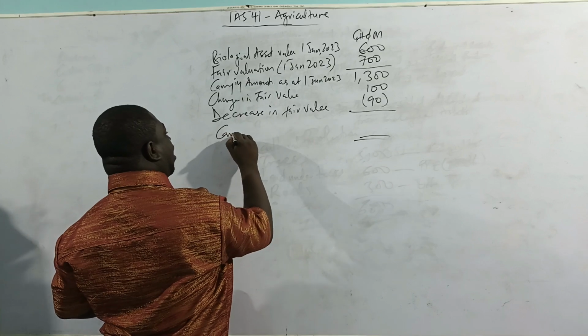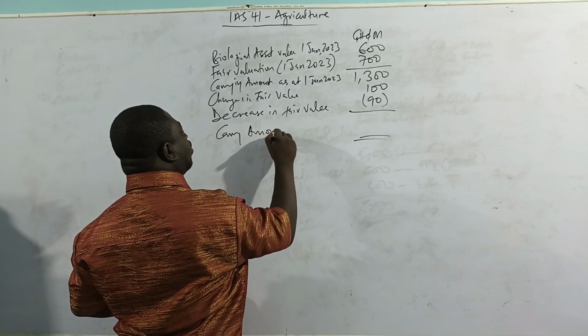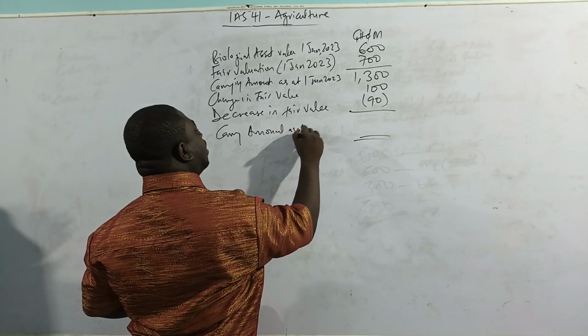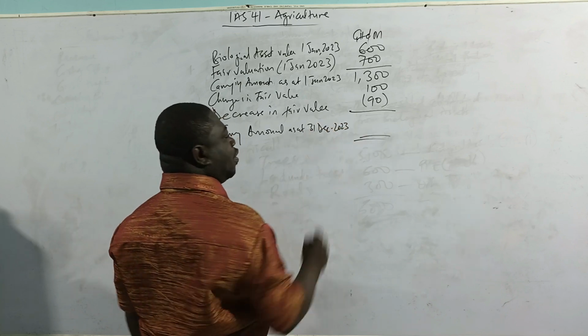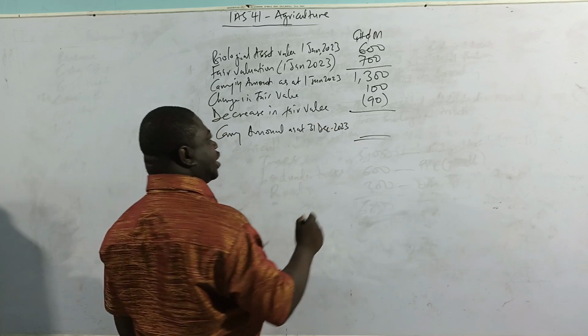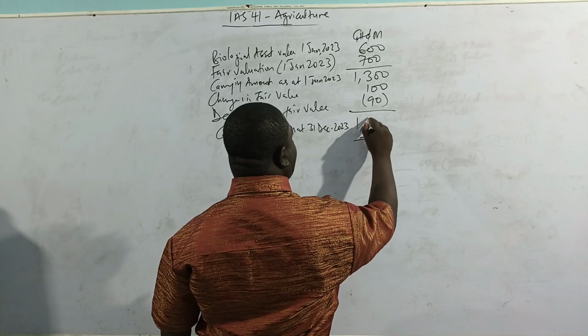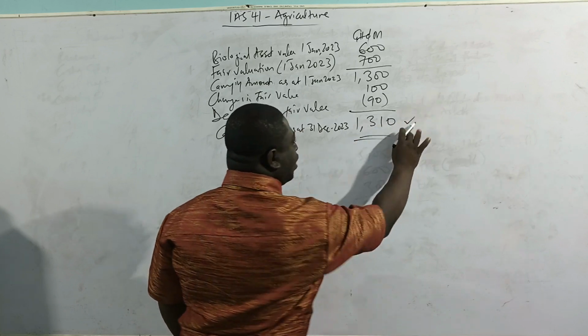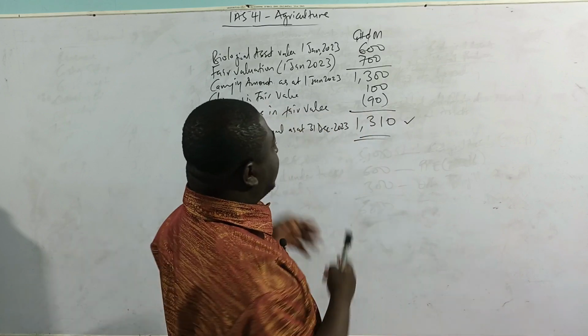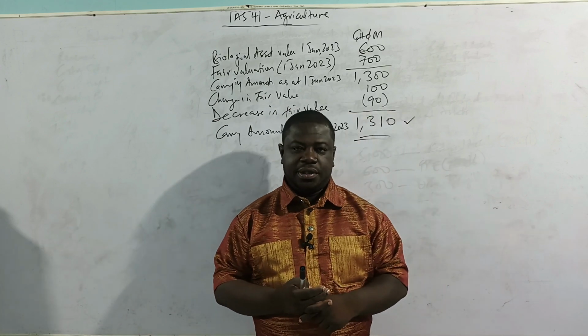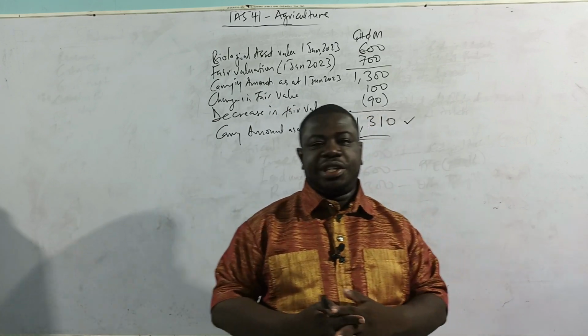So therefore, the carrying amount or carrying value as at 31st December 2023, that should be incorporated in the financial statement, should be 1,310. This is the value of the assets at the end of the year, and this is the presentation the examiner expects you to give. All right, so this is very simple.